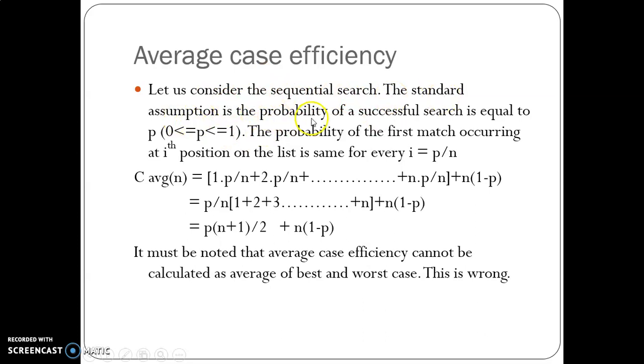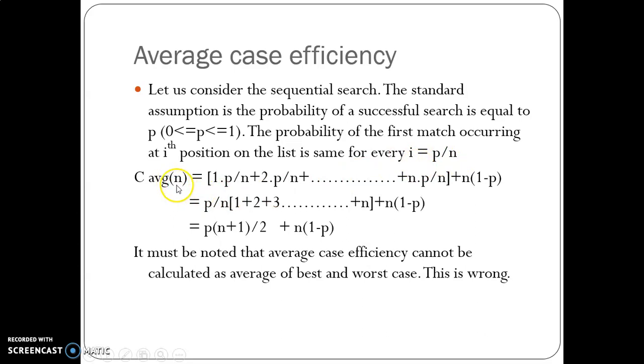In this, let us assume that the probability of a successful search is P, and the probability of the first match occurring in the ith position will be P upon n. If we are looking for an item and the search is successful, then the probability of successful search is P, and because all the positions have the same weightage, the probability of finding the item in the ith position is P upon n.